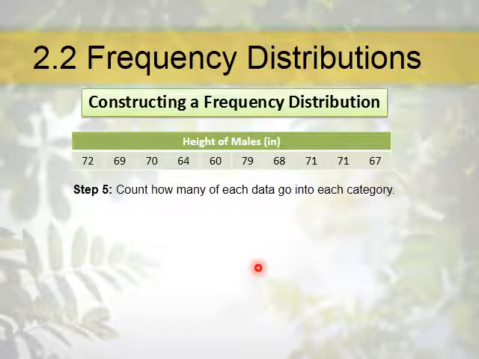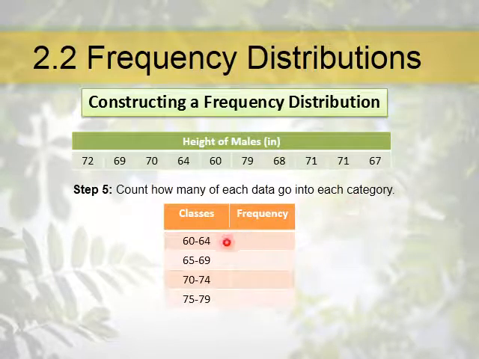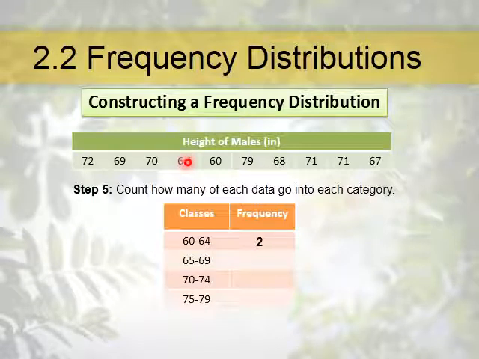Step 5 now, count how many of each of our data go into each of our classes. So how many of our data are between 60 and 64? 2. That is, the 64 and the 60 are between 60 and 64. Now, how many of that data are between 65 and 69?